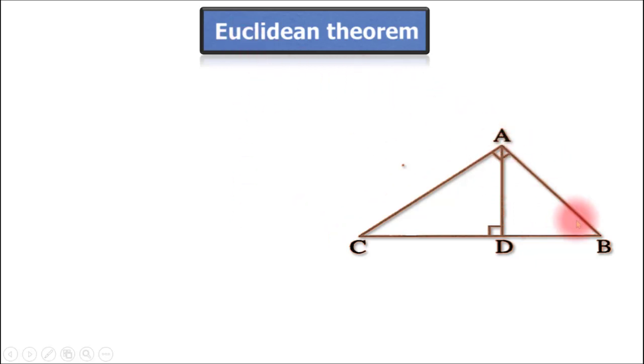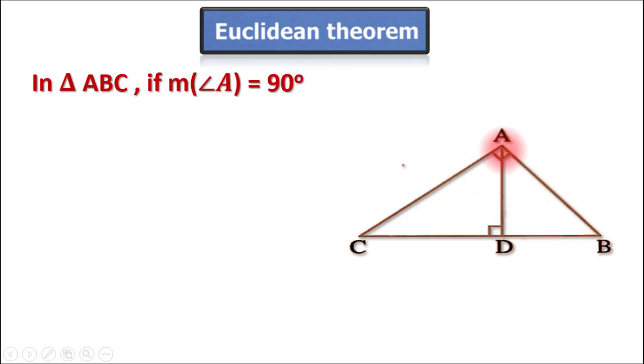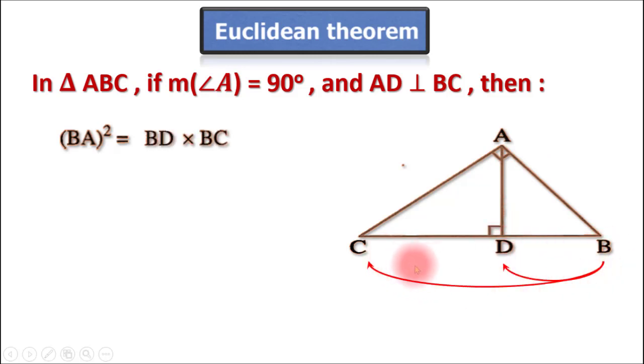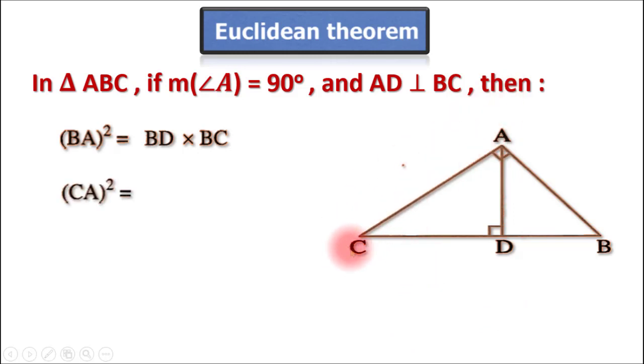If we have triangle ABC, a right angle triangle at A, and we have the line perpendicular from the point A to BC, ED is perpendicular to BC, then to find AB power 2 or BA power 2, it will equal BD multiplying by BC. And to find the length of AC power 2 or CA power 2, it will equal CD times CB.